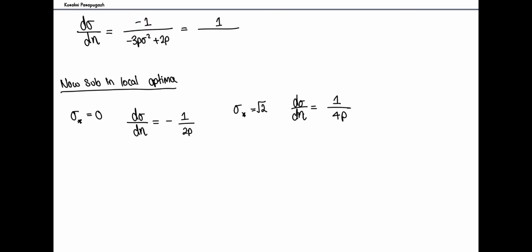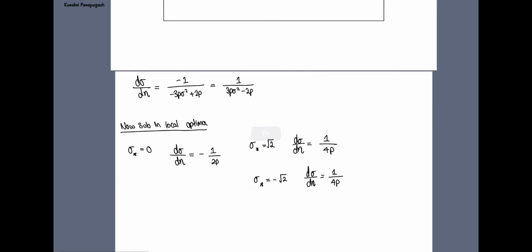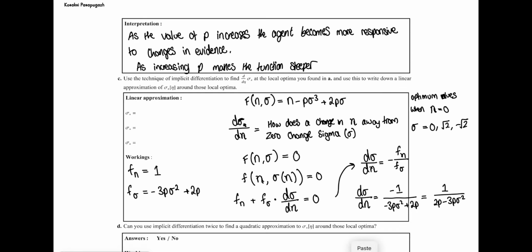If I just rewrite this as phi times 2 minus 3 sigma squared, you will see that we will get 2 minus 6, which is minus 4 phi at the denominator. And we see the exact same thing when we sub in minus root 2. So d sigma over d eta, when we sub in minus root 2, is also 1 over 4 phi. So that's all there is to this first part.